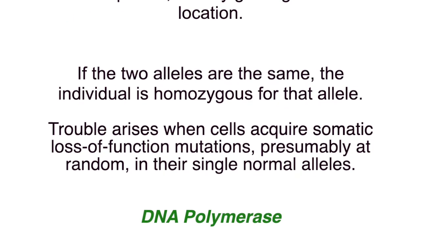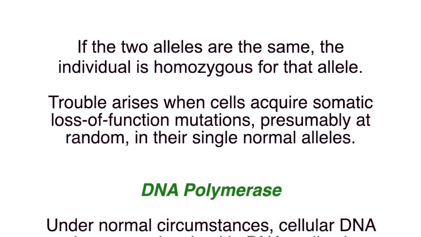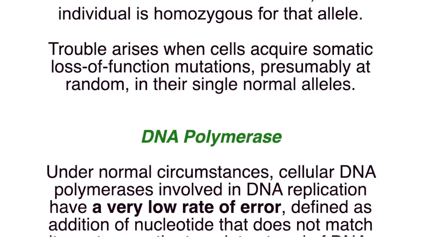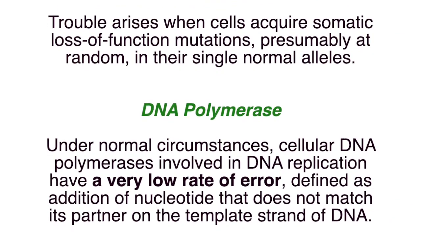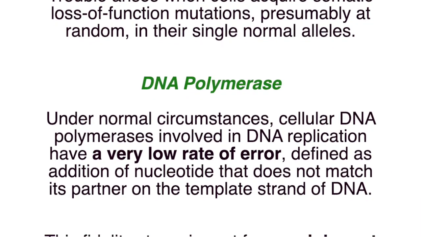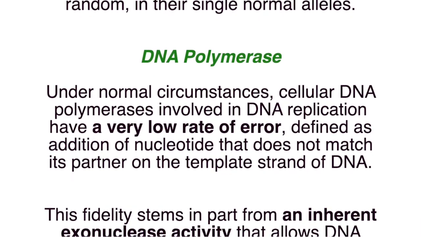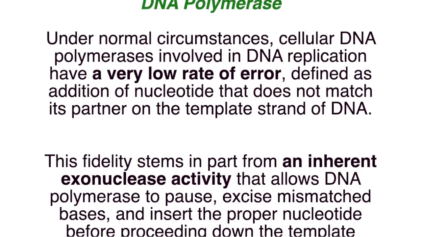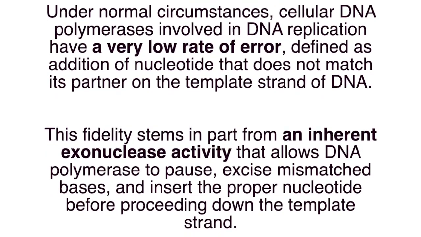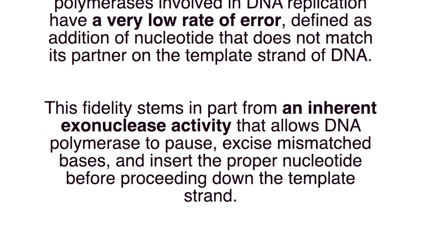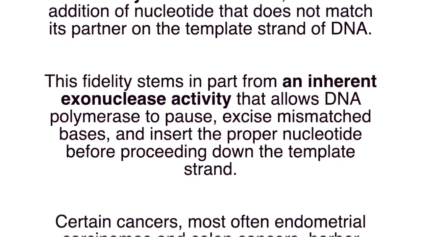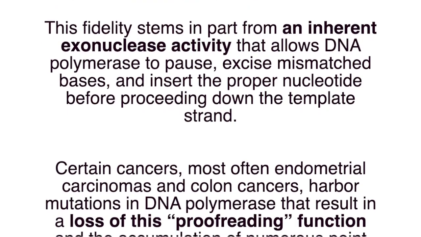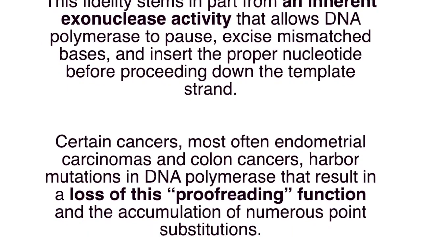DNA polymerase. Under normal circumstances, cellular DNA polymerases involved in DNA replication have a very low rate of error, defined as additions of nucleotides that do not match their partner on the template strand of DNA. This fidelity stems in part from an inherent exonuclease activity that allows DNA polymerase to pause, excise mismatched bases, and insert the proper nucleotide before proceeding down the template strand.